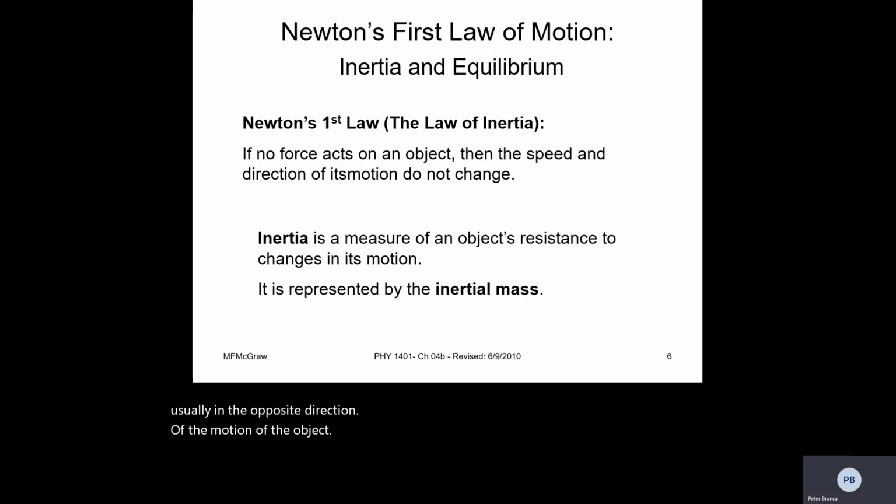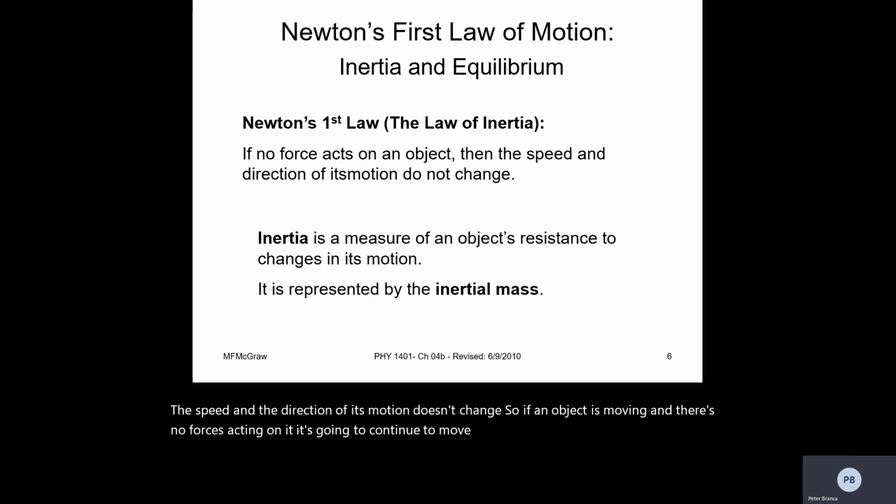All right, Newton's first law of motion. So Newton's first law of motion is really simple. There's a couple things to it. We're going to walk through those. So Newton's first law, if there's no forces acting on an object, the speed and the direction of its motion doesn't change. So if an object's just moving and there's no forces acting on it, it's going to continue to move in a straight line at that same speed forever.